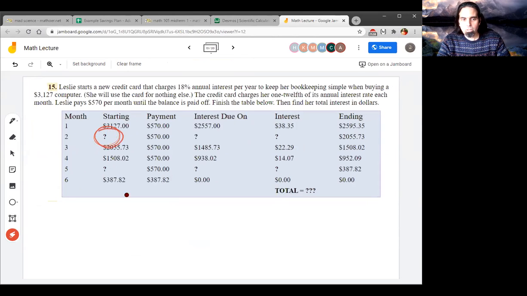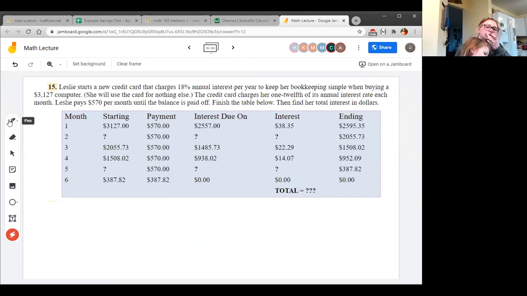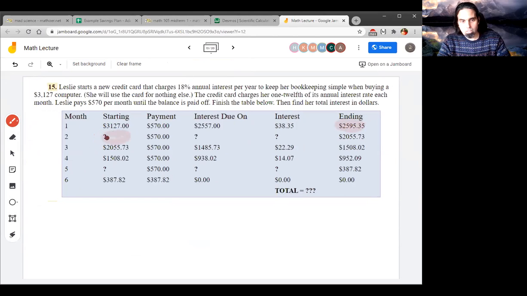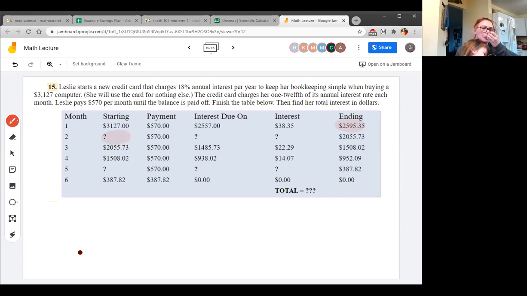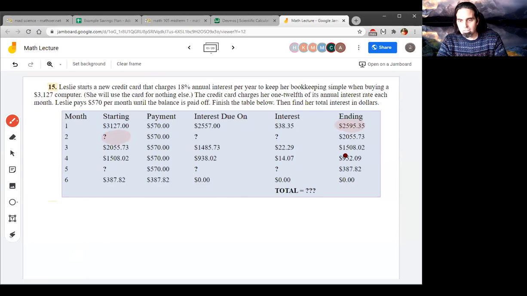How much do we start with in month 2 when paying off a credit card? You're starting with the $2,595.35. Yeah, this number here just goes there. Make sense? And similarly, this number here goes there. So how about the interest due on that one? I'm just adding up these two numbers.